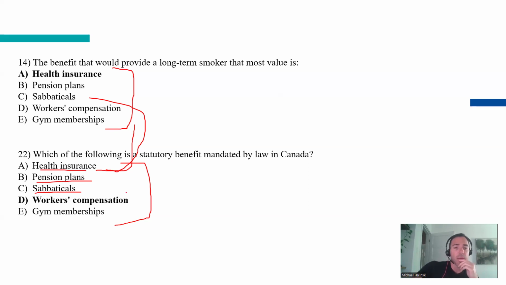Health insurance, there's some. I guess things are changing. Dental plans and things are becoming more common for all employees, but no. Gym memberships, you definitely don't have to offer your employees a gym membership. Workers' comp is something that is mandatory. Right? It's a statutory benefit that all organizations have to provide.